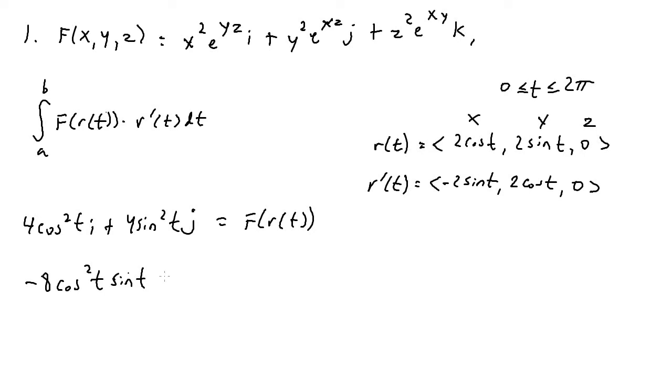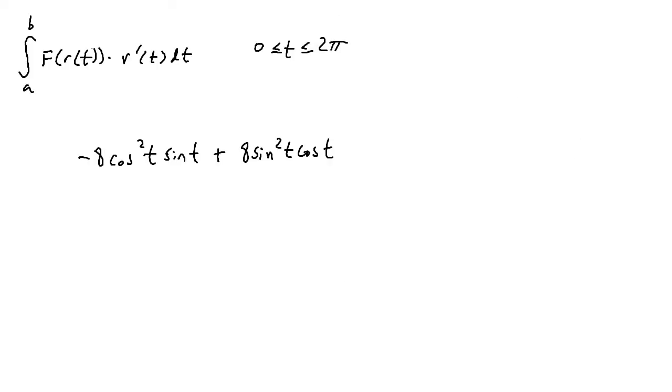And then we have plus, we're going to multiply the y components together. So 4 sine squared t times 2 cosine t is going to be 8 sine squared t cosine of t. And then we can multiply the z components. Notice the z component for f of r of t is 0. The z component for r prime is also 0, so we can just cross that out. Now what I'm going to do next is go ahead and factor out an 8.